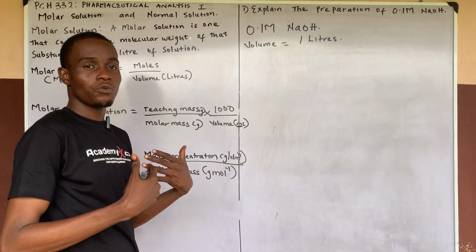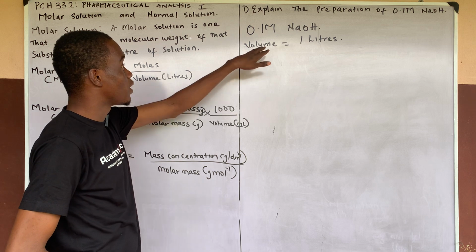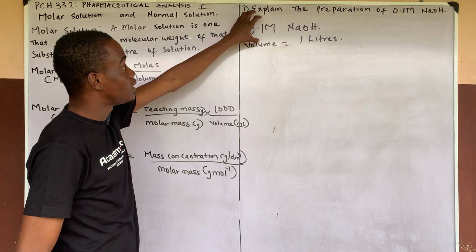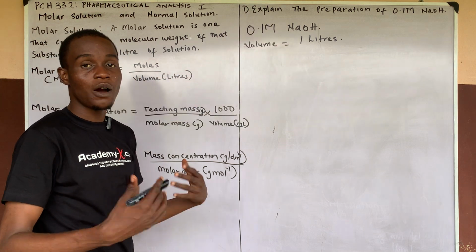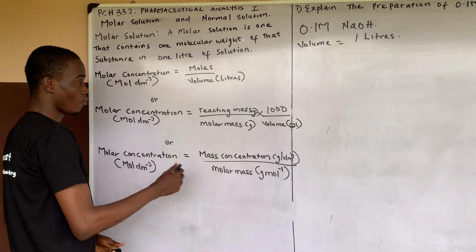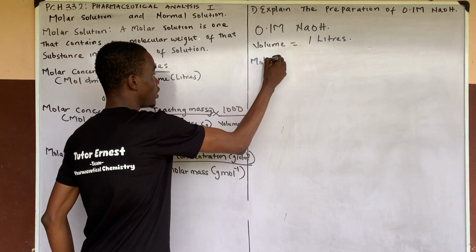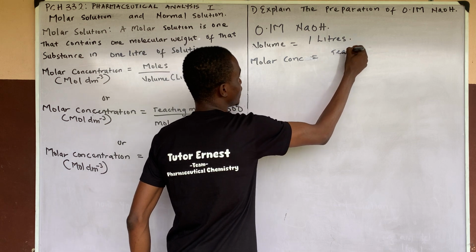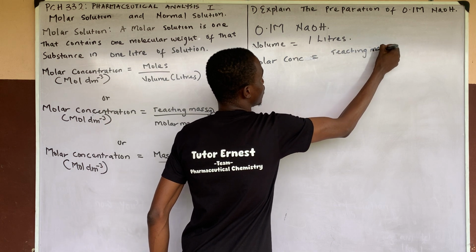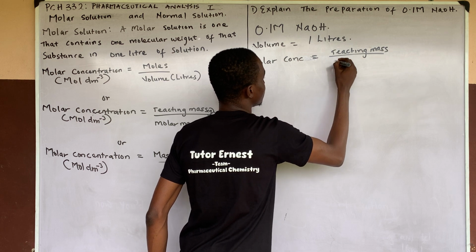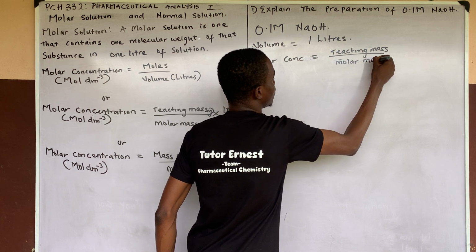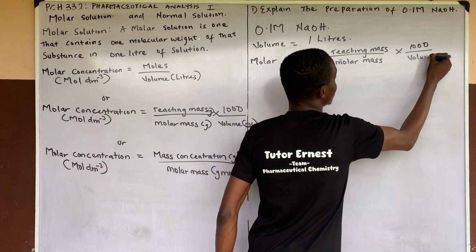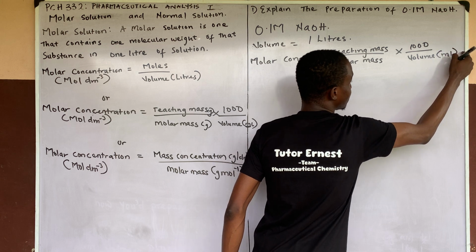Now, we don't know what we are going to weigh to prepare. We don't know the amount of sodium hydroxide, the stock that we're going to weigh to prepare this 0.1 molar solution. How we do that is using this formula. That is, molar concentration equals the reacting mass over the molar mass, times 1000 over volume. But this volume should be converted to milliliters.